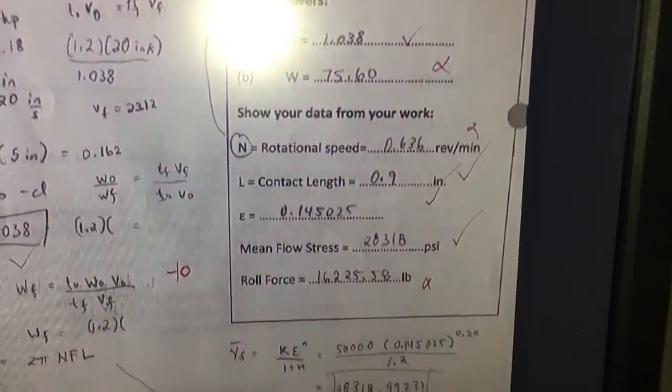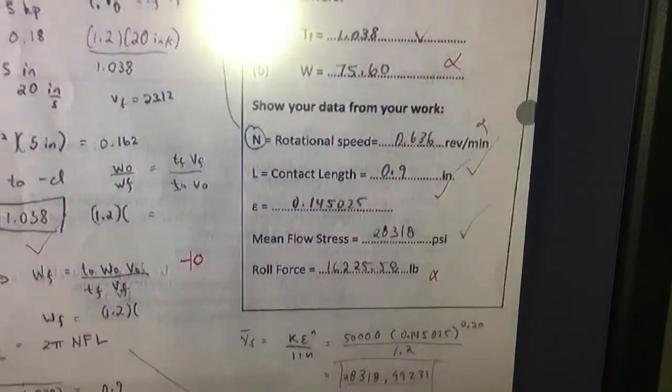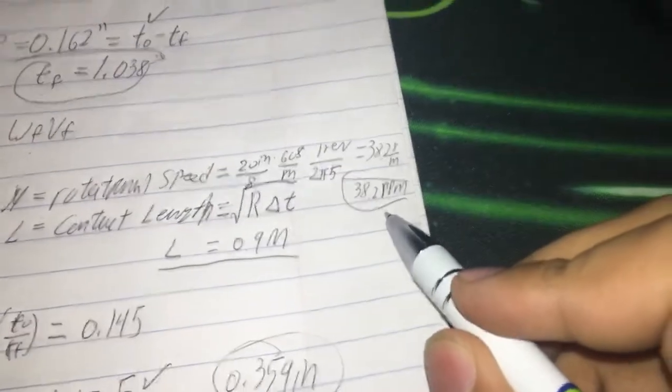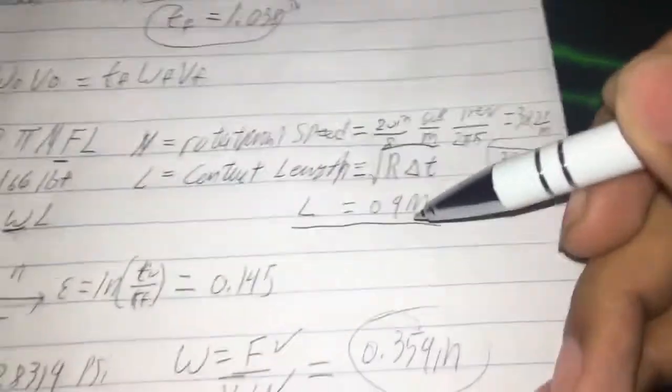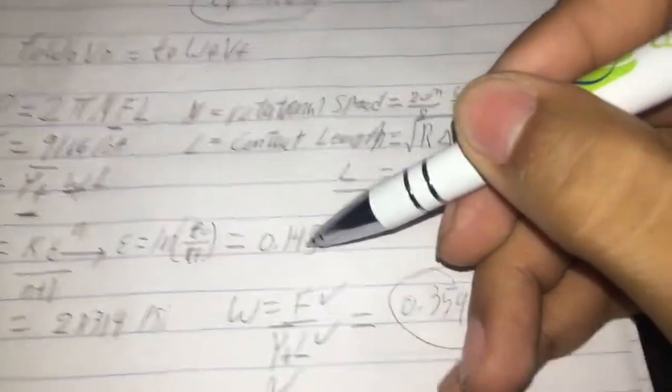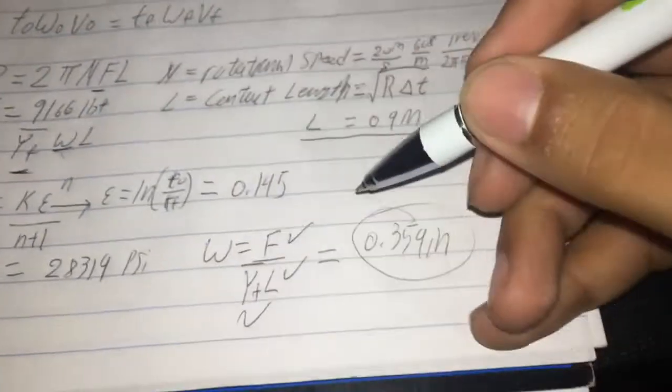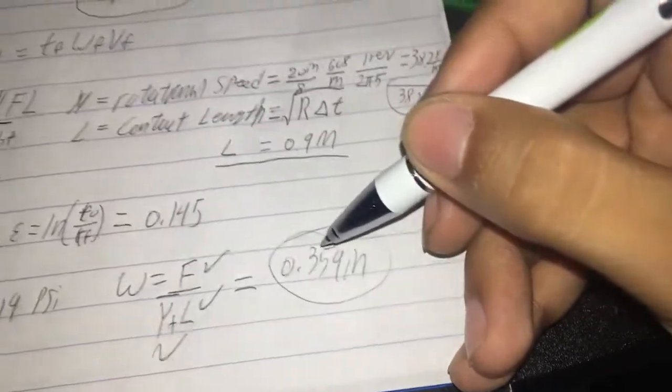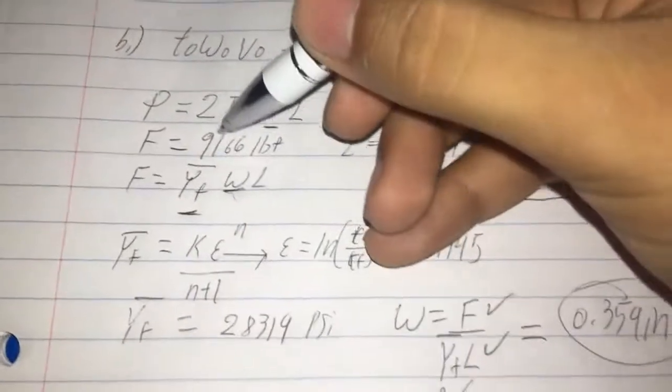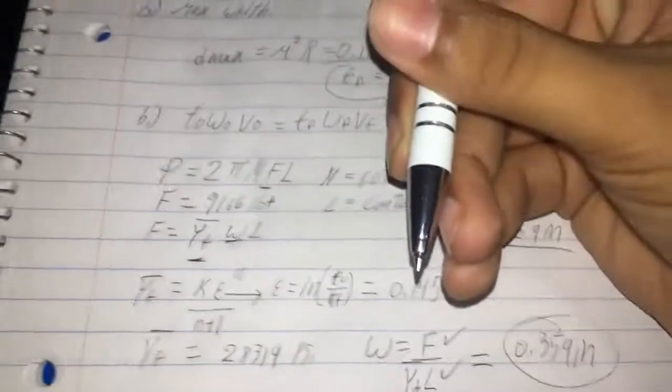So from the other values you're supposed to find, you can easily get that by just looking back at what you just did. You already solved for N, that was 38.2 RPM. You know the contact length, which was 0.9. You know the true strain, 0.145. You know the mean flow stress, which is this abomination. And you know the width, you know the roll force, which is found way back here.